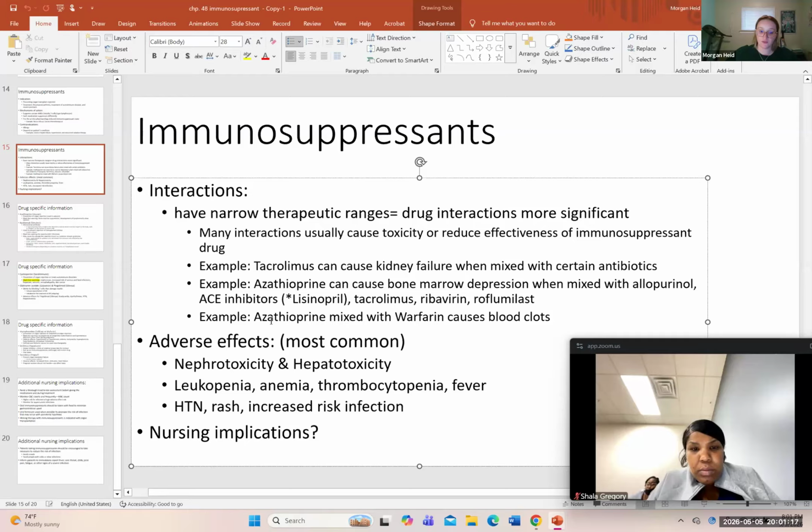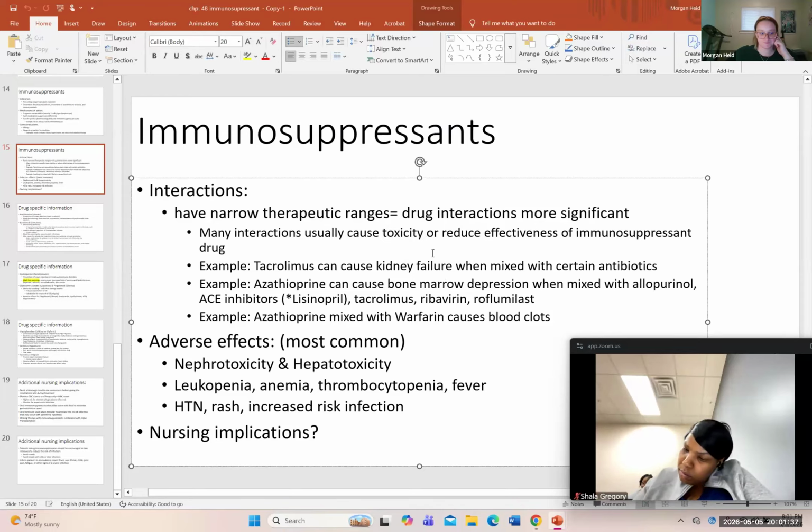Okay. And then if I also mix the same one with warfarin, it will cause blood clots. So basically it'll make the warfarin less effective. So I just want you to know these three examples and then just know that in general, all immunosuppressants can cause some sort of toxicity. Okay.